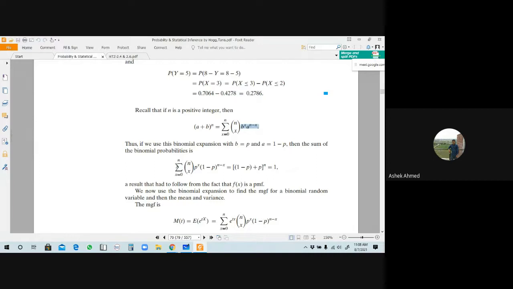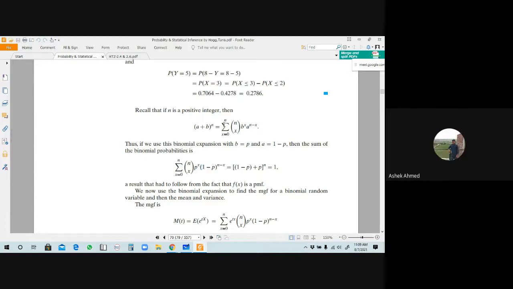Okay, for that case we can say the summation of x from 0 up to n of nCx p to the power x, 1 minus p whole to the power n minus x. This is the formula of binomial distribution, is it right? Now if you compare this formula with this one, tell me the value of a will be what? And the value of b will be p, and a will be 1 minus p.